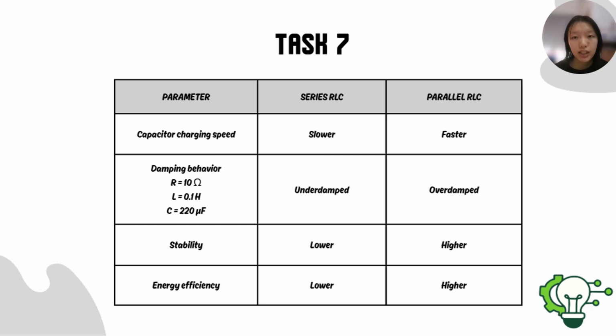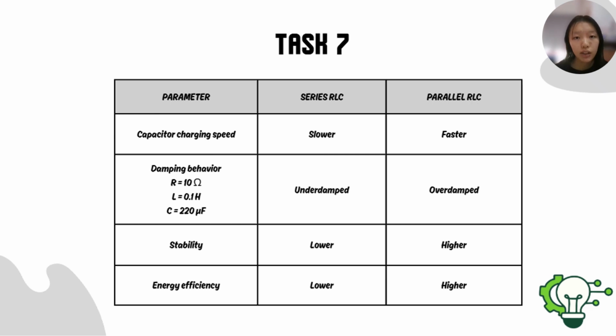In series LC circuits, the inductor resists changes in current due to its L di/dt property. This resistance causes a delay in the charging of the capacitor. In contrast, in the parallel LC configuration, the capacitor is directly connected across the voltage source, allowing it to charge faster with a minimal delay.